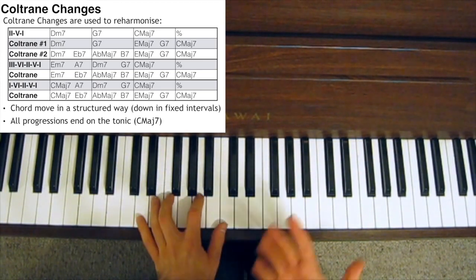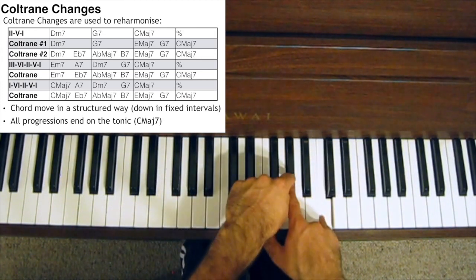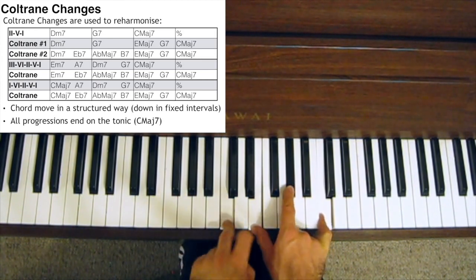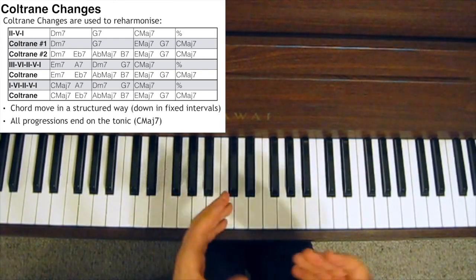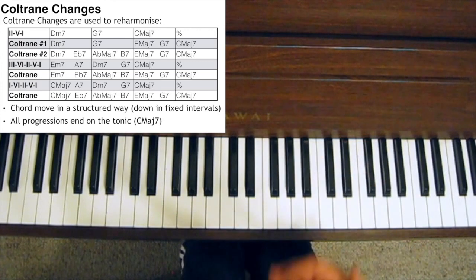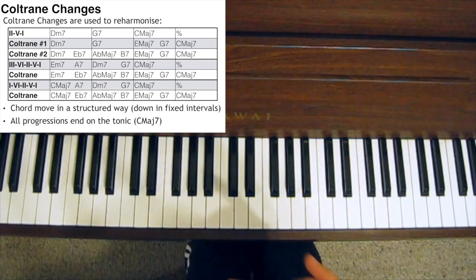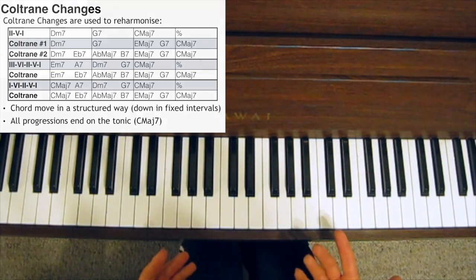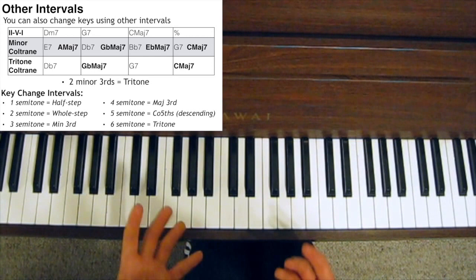So in this way, we've reharmonized a 2-5-1 with Coltrane Changes by moving down in major thirds and creating this augmented triad shape and putting a 5-1, or putting a 5 in front of every 1. And you can do the same thing with 3-6-2-5 and 1-6-2-5 chord progressions. But then why stop there? Why not change keys using other intervals?